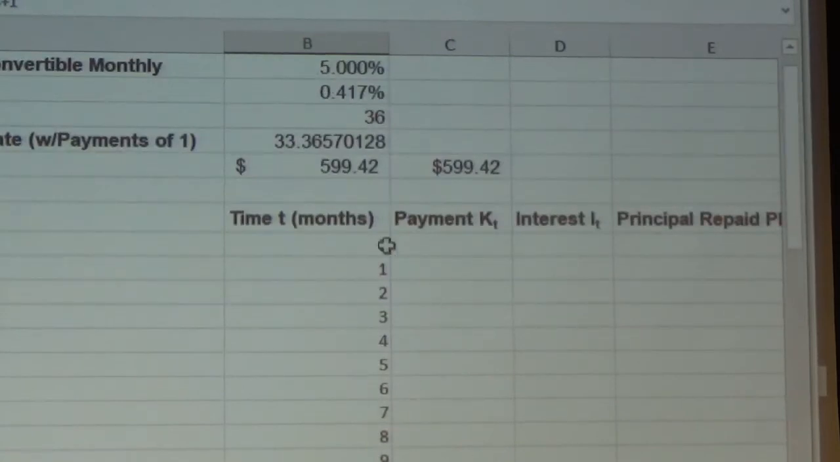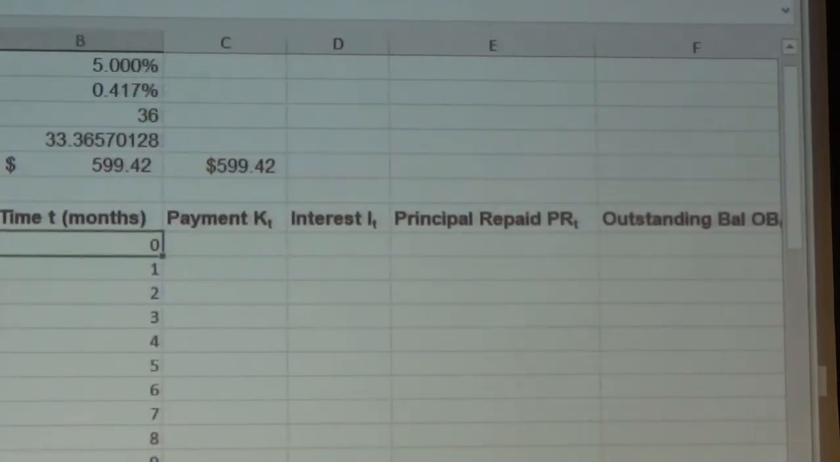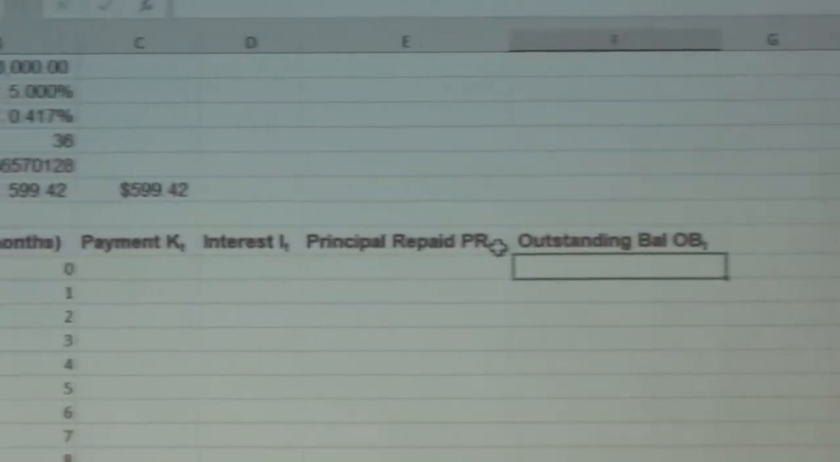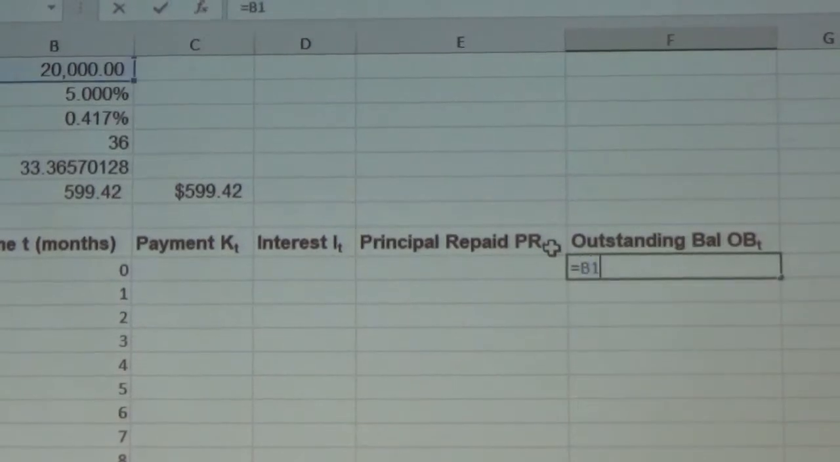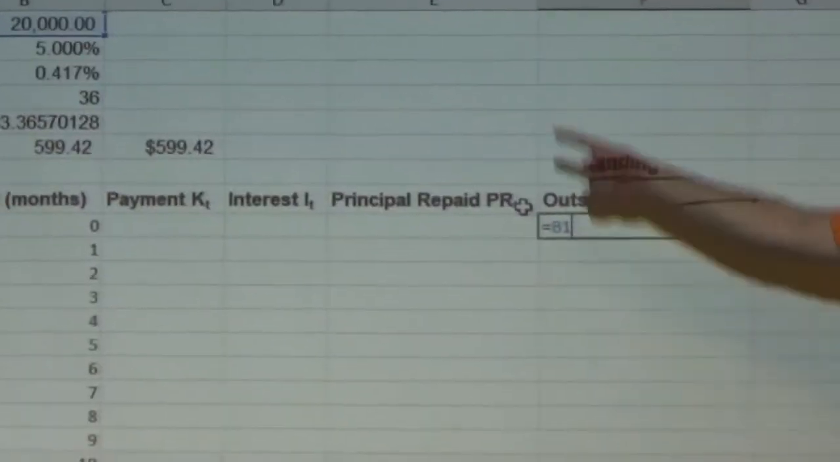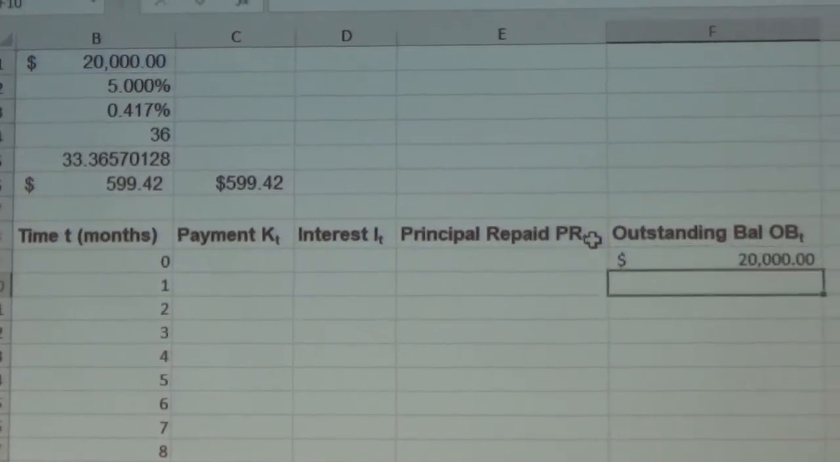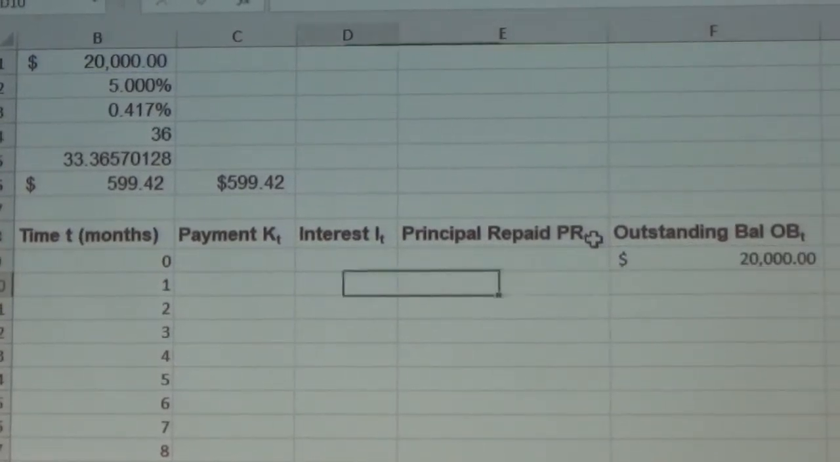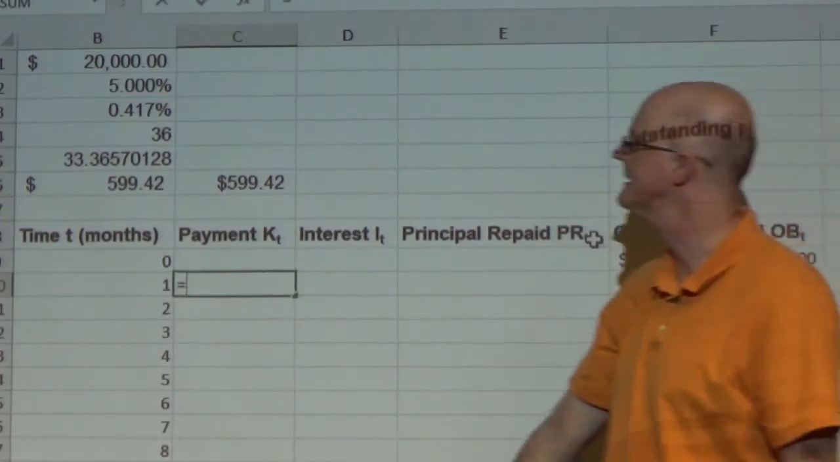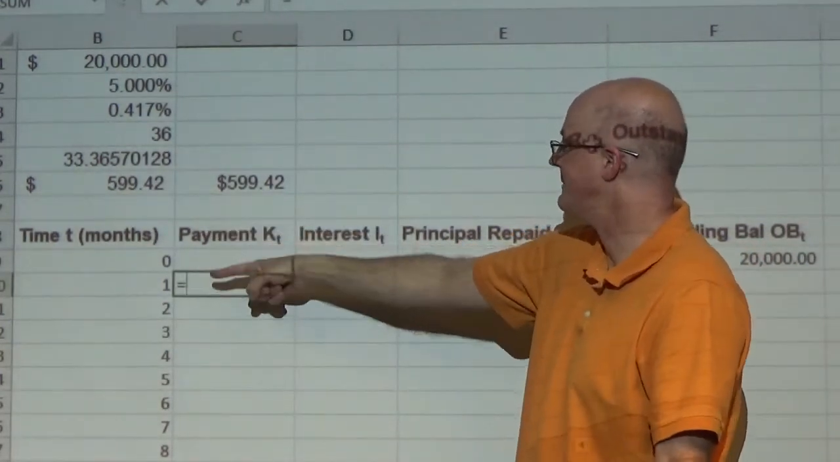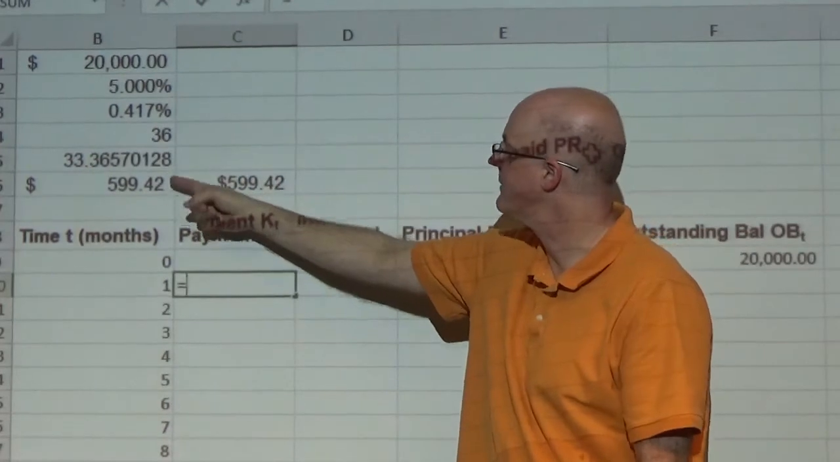For this time 0 line, only fill in the outstanding balance, which is the loan amount, which is in cell B1. So I'm pulling the loan amount over to this cell. That's outstanding balance at time 0. The payment I get from cell either B6 or C6, and I want that to stay fixed as I copy and paste downward. I don't want it to get updated to being B7 and B8 and B9 because those aren't the loan amounts. The loan amount there is in B6.